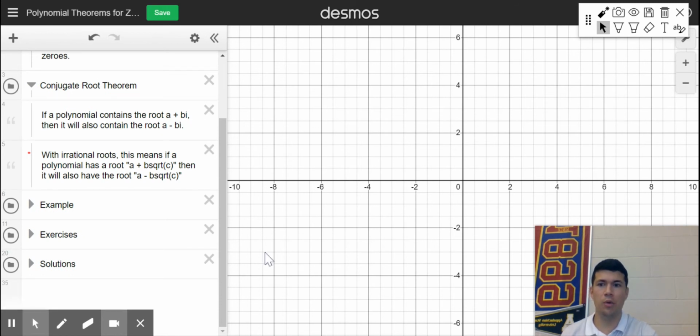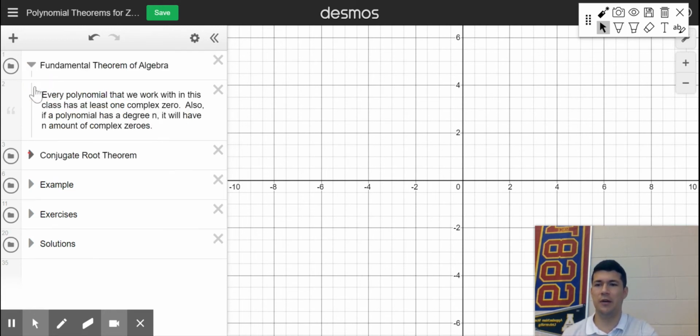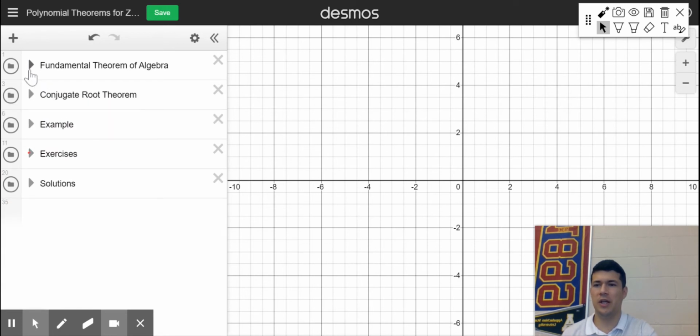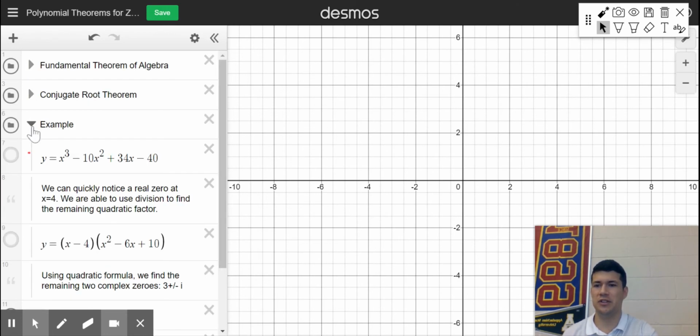One other thing we need to know as far as theorems go is the conjugate root theorem, which means if you have a root a plus bi, you're also going to have its conjugate, a minus bi. Same with the radicals. If you have a plus b square root of c, you're going to have also a minus b square root of c. So roots really travel in pairs, and we're going to see that once we look at some more concrete examples. So let's take a look at our first example.